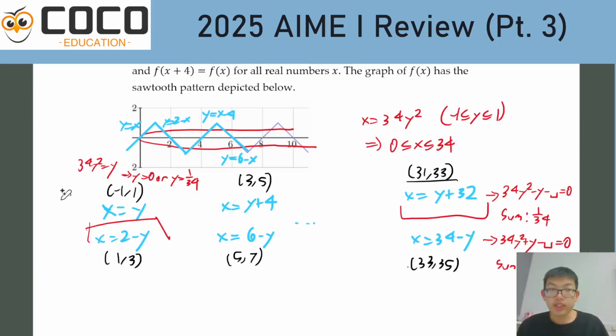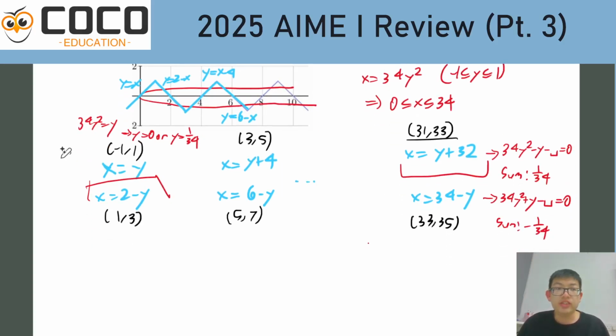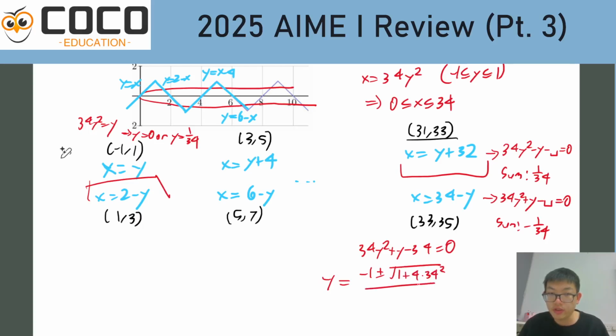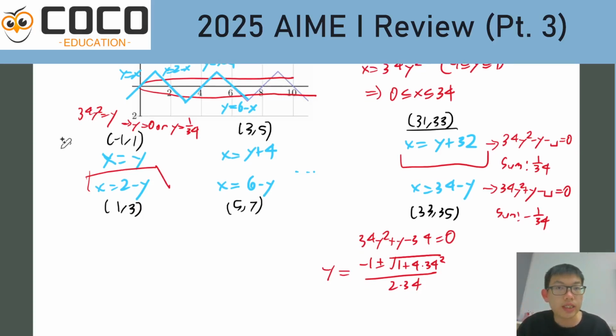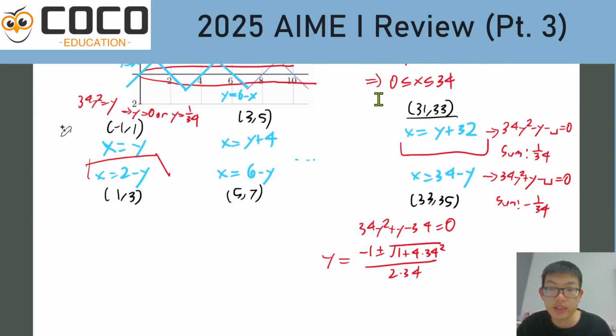For the last one, I will also check that. I think I need to check the quadratic formula. There's no way around it. So you get y equals -1 plus or minus the square root of 1 plus 4 times 34 squared, over 2 times 34. This is interesting because I can tell that 4 times 34 squared is plus 1. So this square root is 2 times 34 and a bit.